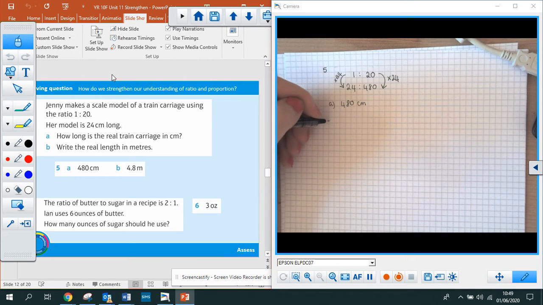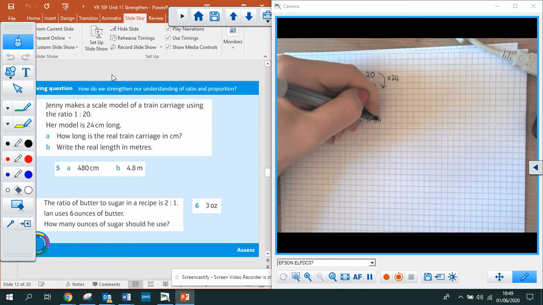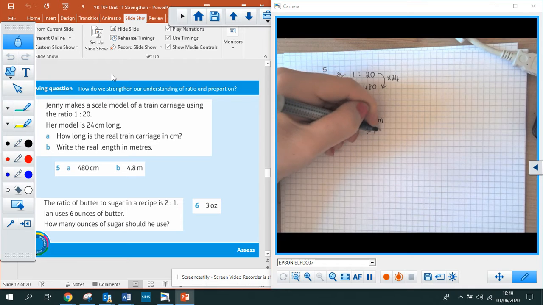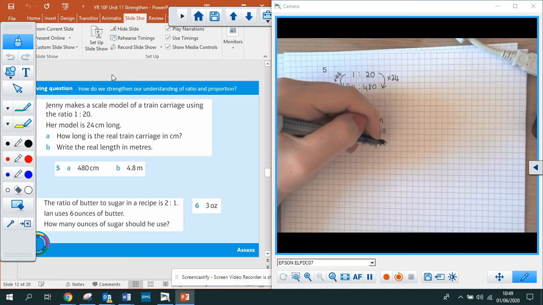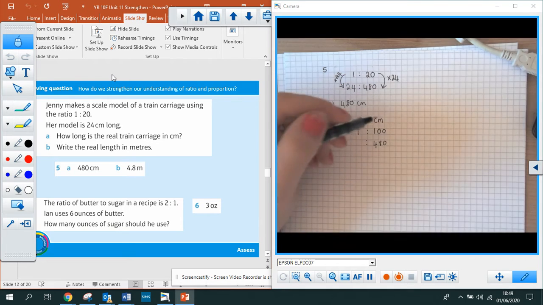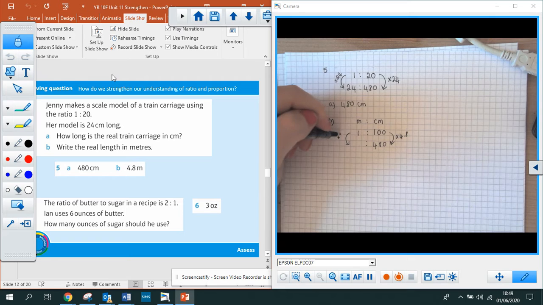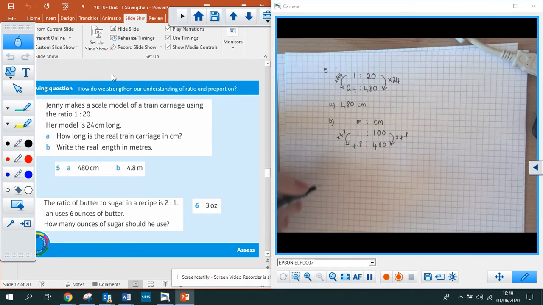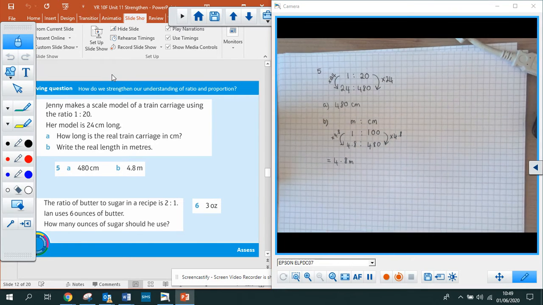For part B, it wants to know what is the real length in metres. Okay, so remember, metres to centimetres, 1 to 100. We have 480 centimetres in our model. How do we get from 100 to 480? We multiply by 4.8, and therefore we do the same for the metres. 1 multiplied by 4.8 is 4.8. So the answer is 4.8 metres. Okay?